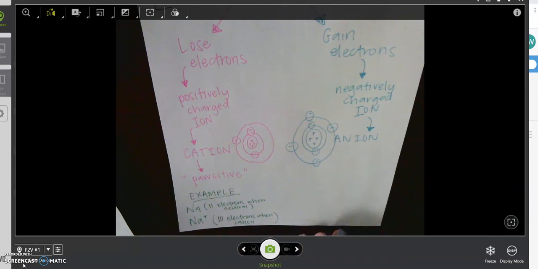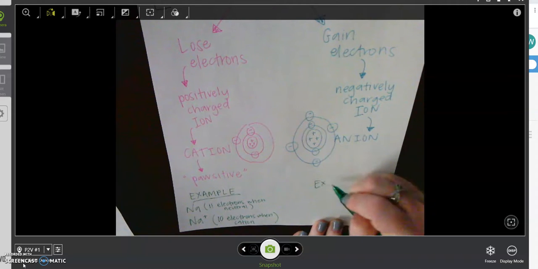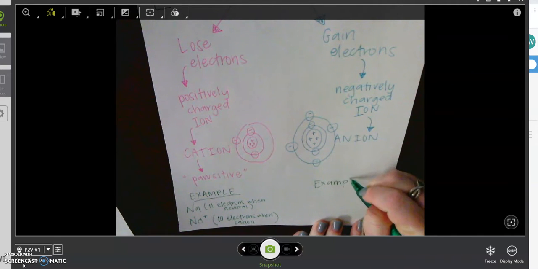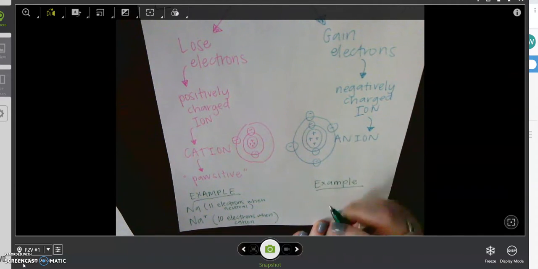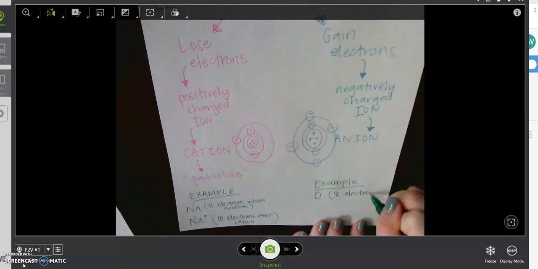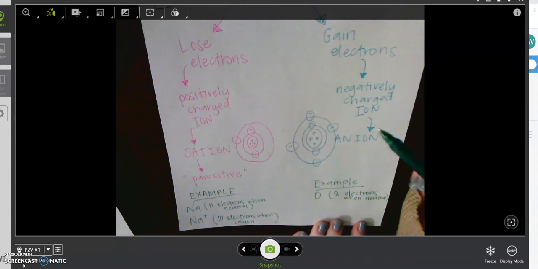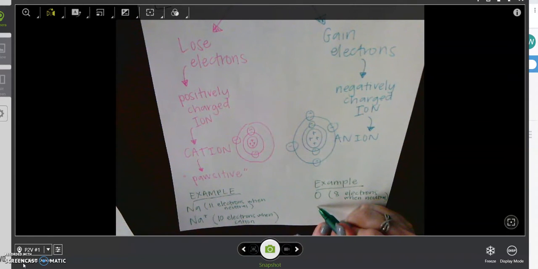Let's jump over to anions. So an example of an anion, we'll use oxygen, which is O. So oxygen starts out in a neutral atom with 8 electrons. But we know that anions, to become negatively charged, are going to gain electrons from other atoms. So if I were to write this one, I would write O minus.